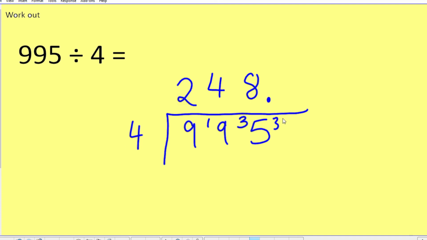4's into 3 can't go. 4's into 30. 4, 8, 12, 16, 20, 24, 28. So you've got 7, remainder 2. 4's into 2 can't go, so 4's into 20. 4, 8, 12, 16, 20. So 995 divided by 4 leaves us with 248.75. So again, this is when we're dividing money. So it's going to give us a decimal answer. It's usually used when we're dividing money.